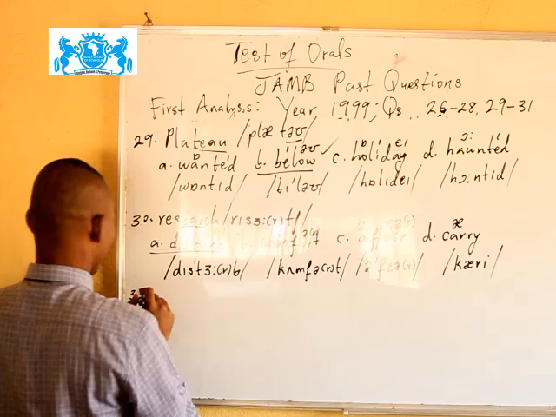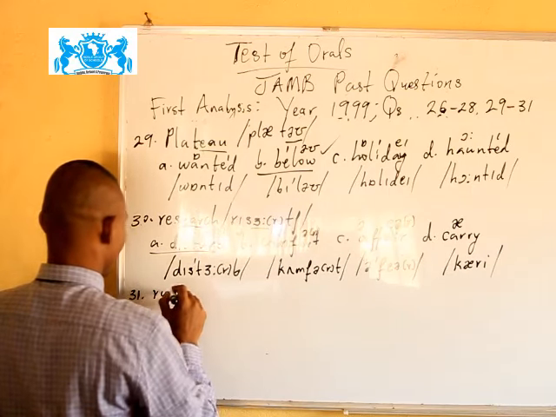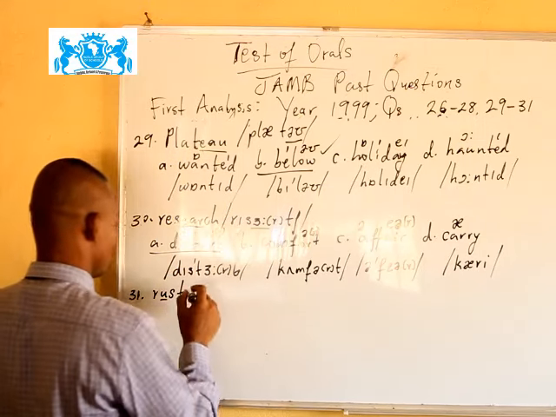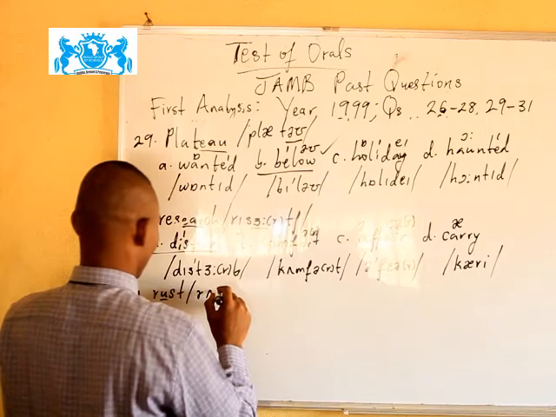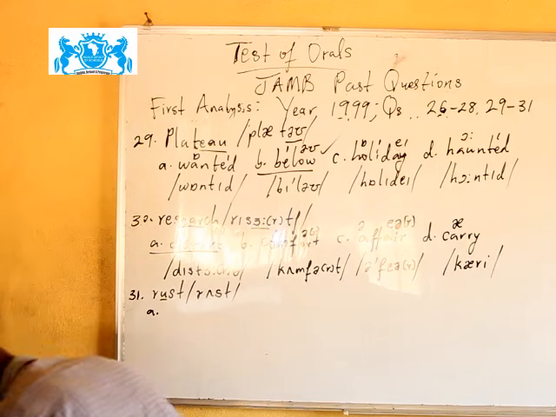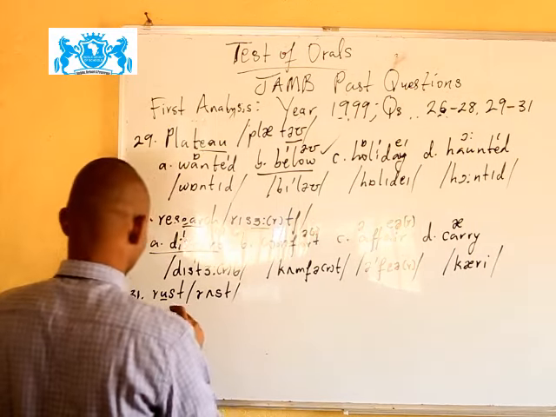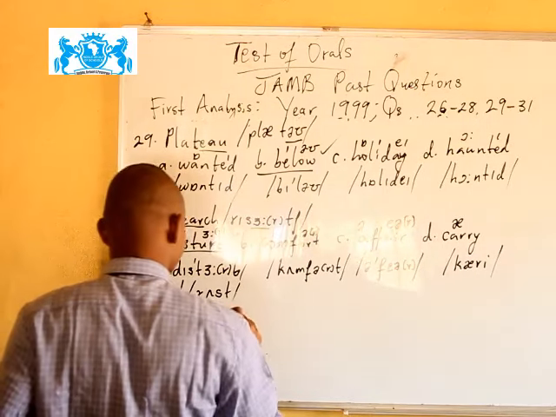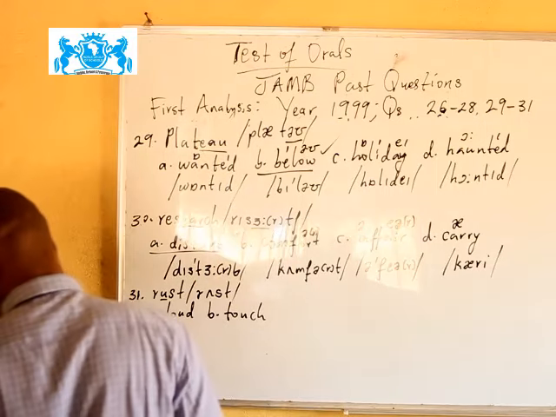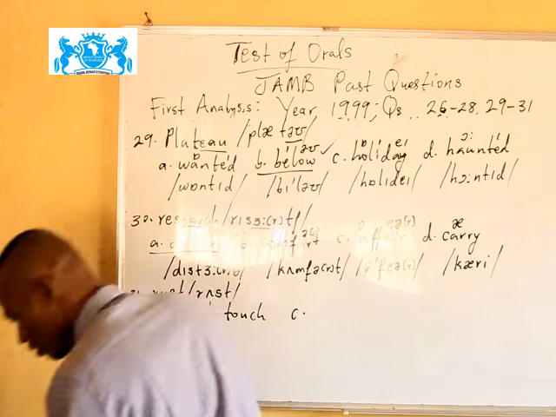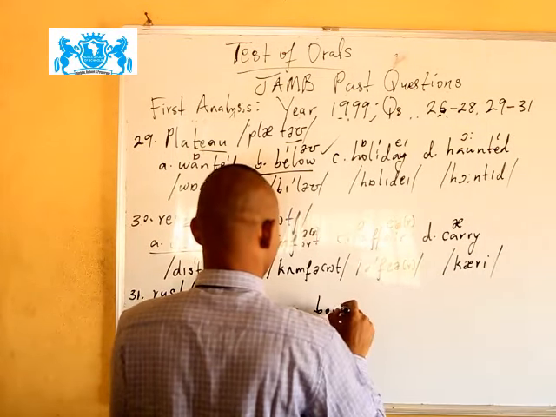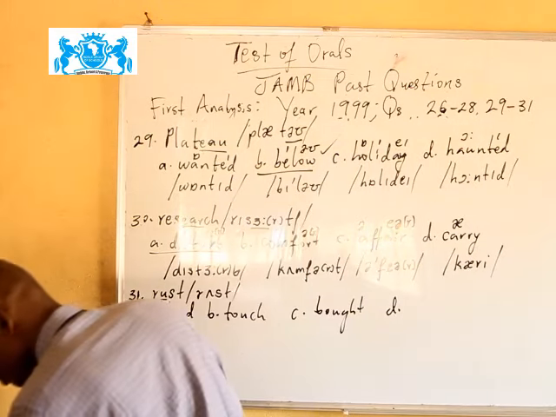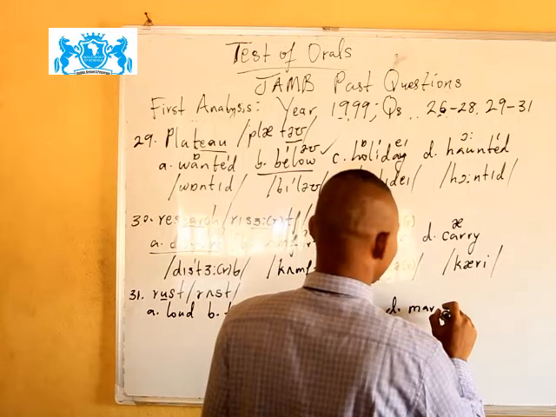Rust, I mean number 31, which leaves us with the word R-U-S-T, Rust. We have the underlined and then we transcribe it as Rust. Option A, L-O-U-D. Option B, T-O-U-C-H. Option C, B-O-U-G-H-T. And option D is M-A-R-C-H.